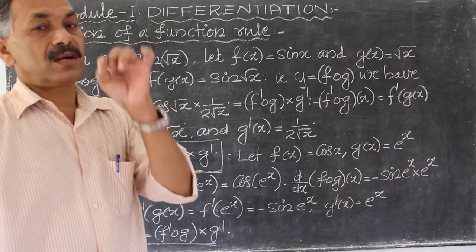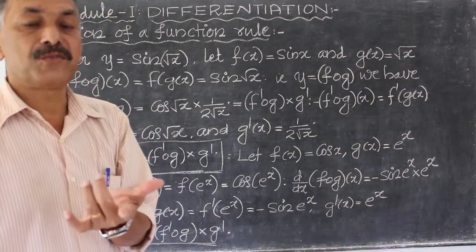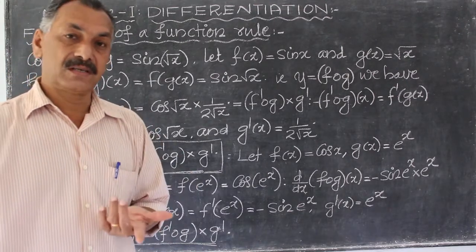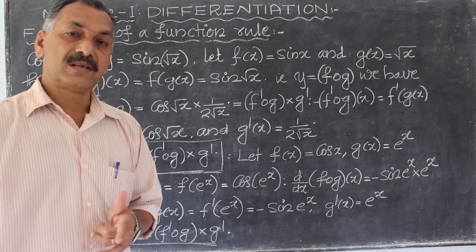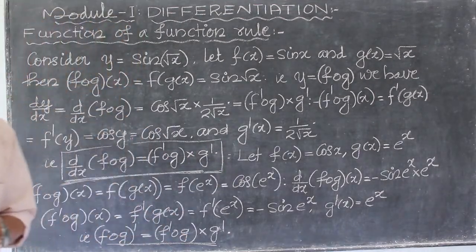Function of a function will apply here. Okay? The function of a function rule gives the derivative of a composite of two functions. If f and g are functions, we can find f dot g, the function of a function. Then the derivative of f dot g is equal to f dash dot g into g dash.